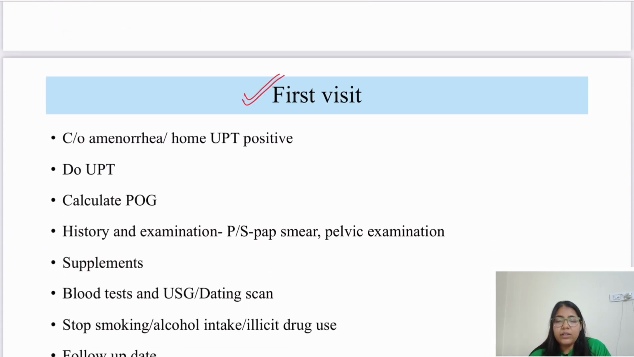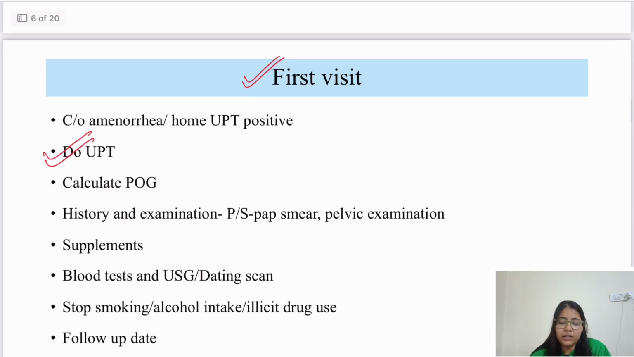So what do you do in the first visit when a patient comes and complains of amenorrhea or a missed period? First you need to do a UPT. The patient may come with a home UPT also. You should repeat it in your setting and then see. So we do UPT, urine pregnancy test, and when it comes positive, then we calculate the period of gestation from her last menstrual period. We take a proper history like I have taught you earlier.